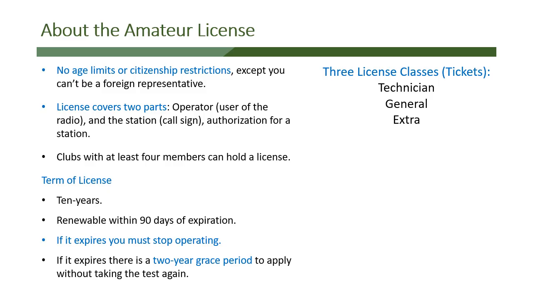One, there are no age limits or citizenship restrictions, except you can't be a foreign representative. So if you work as a foreign agent, if you're part of an embassy or a consulate, if you're a foreign representative, you cannot get an amateur radio license. However, if you are not one of those people, you can get a license no matter what your citizenship is.